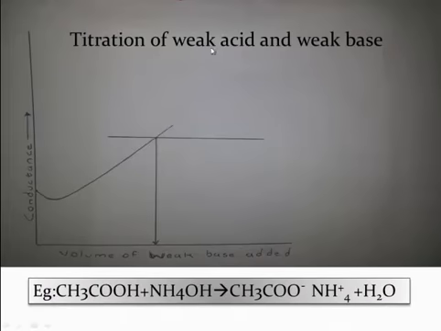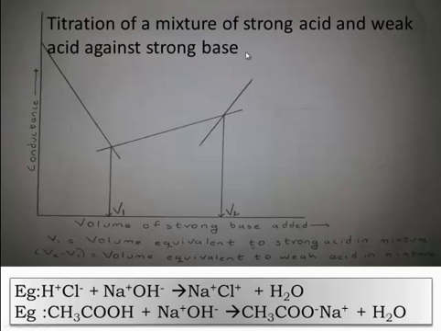We can even titrate a weak acid versus a weak base. Go over this graph and try and explain the shape of this graph. Also, apart from that, we can take a mixture of a strong acid and a weak acid. For example, we can take a mixture of HCl, which is hydrochloric acid, and acetic acid, and titrate this mixture against a strong base like NaOH.